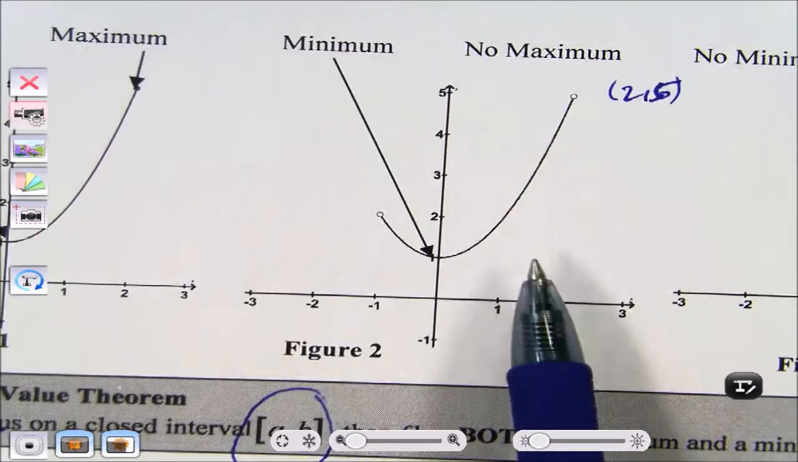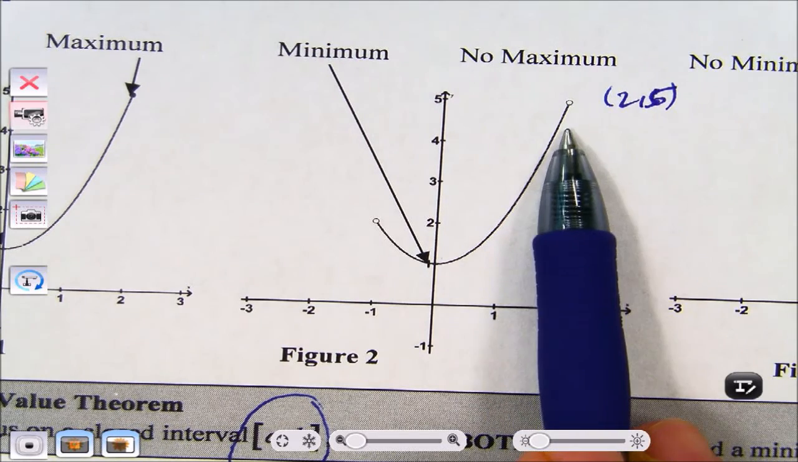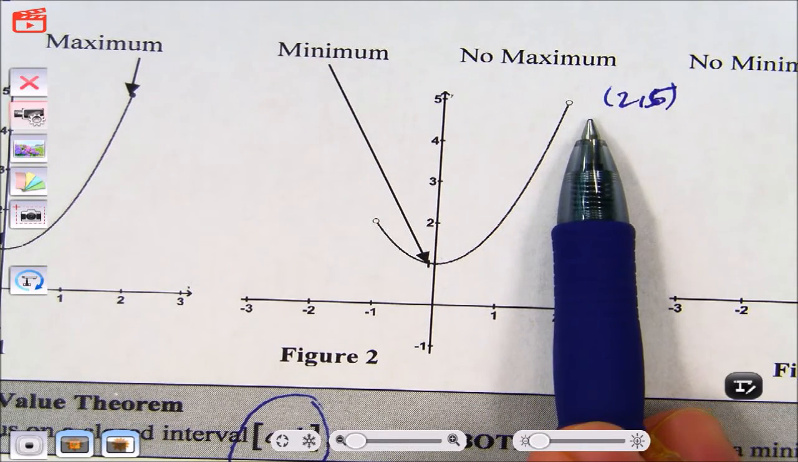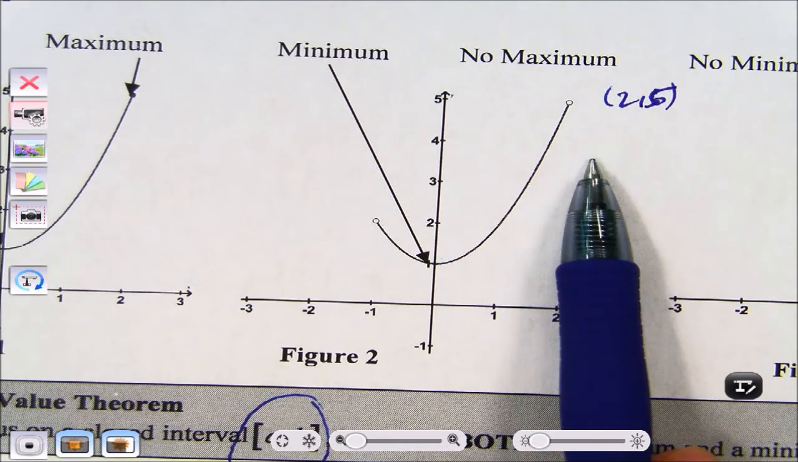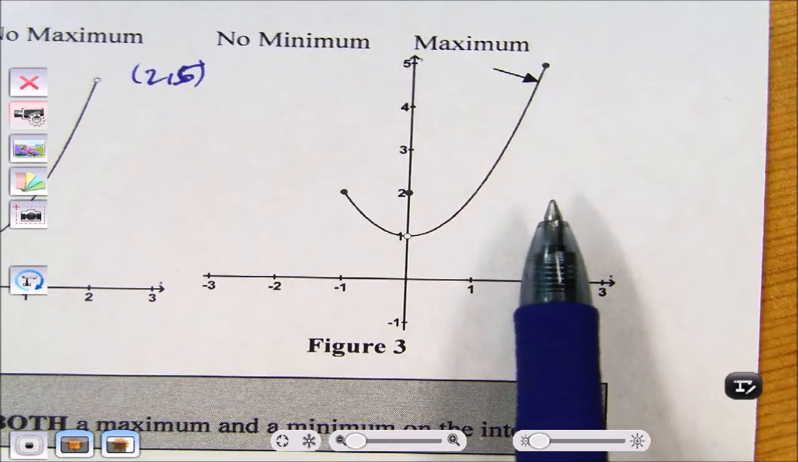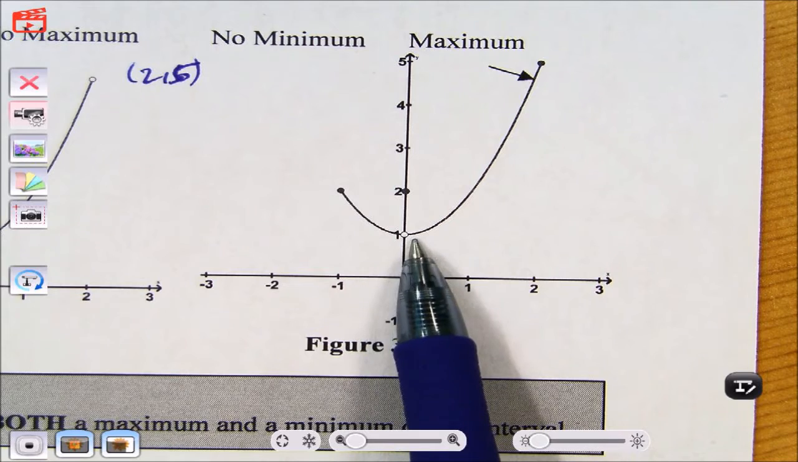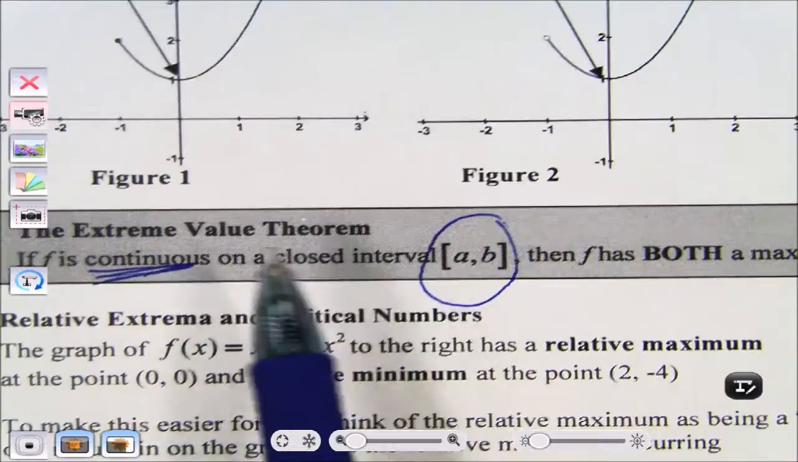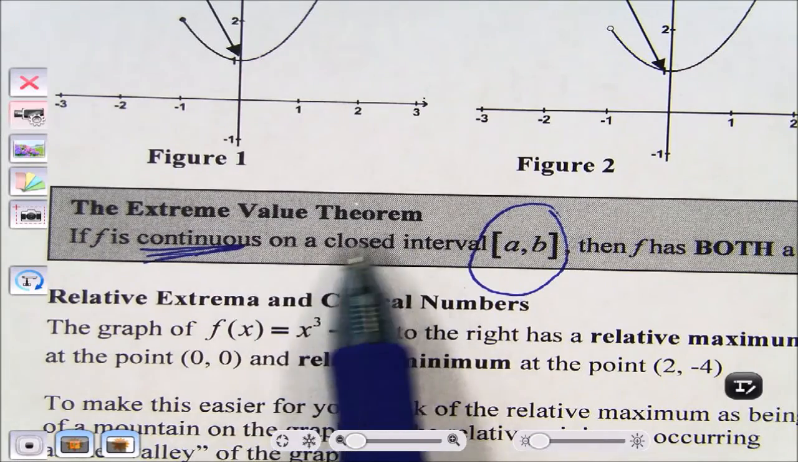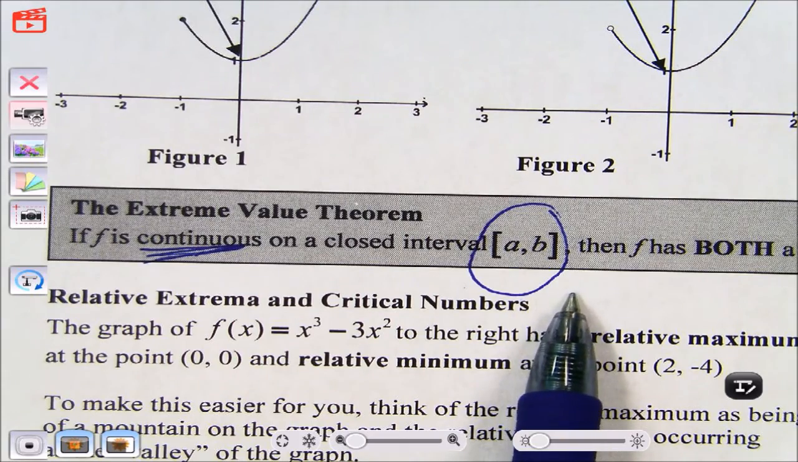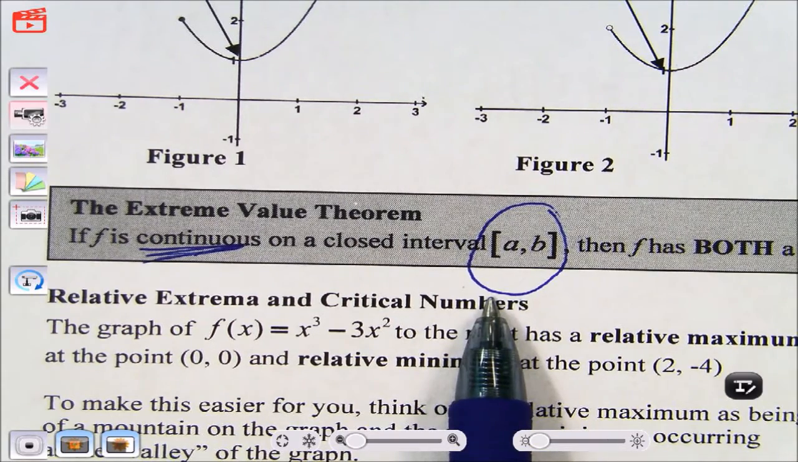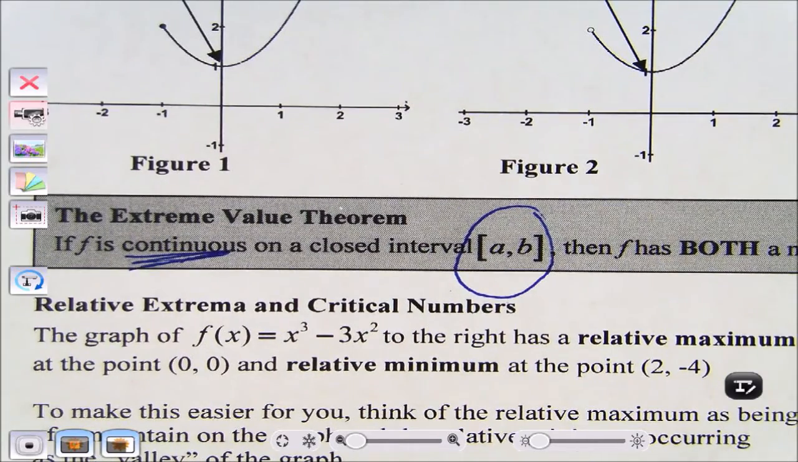So, how does this one break the rule? It's not a closed interval. It's open on the right. Actually, it's open on both sides. So this doesn't fit the extreme value theorem. What about this one? How does this break the rule? It's not continuous. So the extreme value theorem kicks in if it's continuous and closed. Then you're going to ignore anything you learn after this section and use this theorem. And I'll remind you again and again.